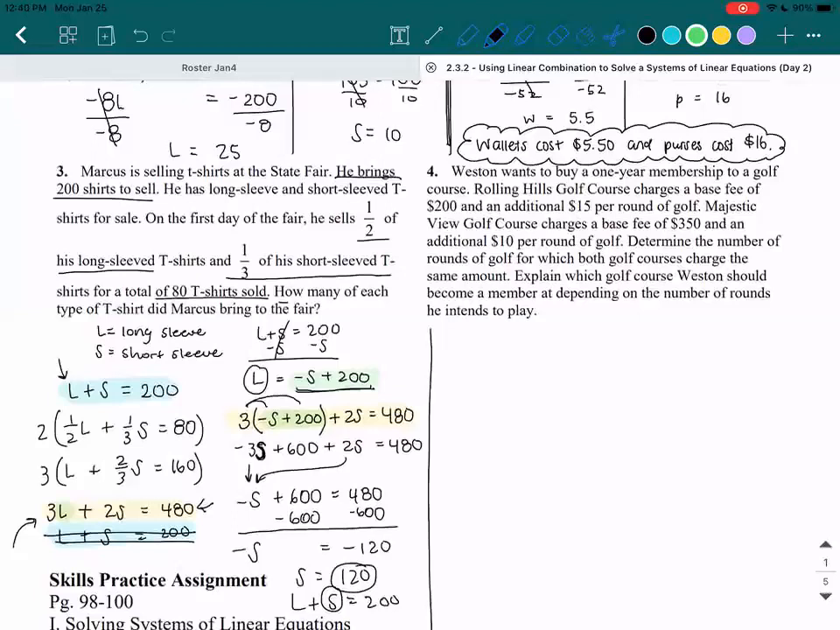So let's first start by labeling our variables. This one's a little bit different from the others, but it's more like the older problems we did. Since it says per round of golf, we're talking about a rate, so we're going to have a y equals mx plus b type of equation. So I'm going to let y be the amount of money he pays, which is just called cost. Y is cost. There we go. And then x, our independent variable, can be a round of golf.